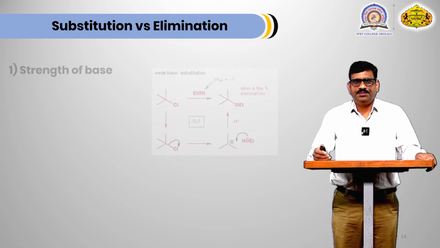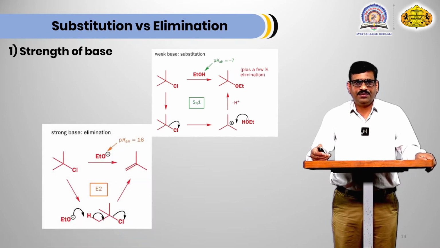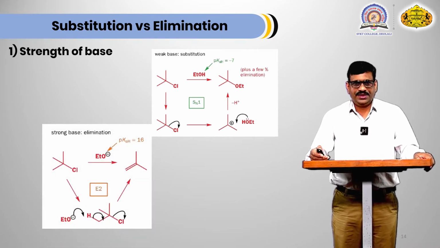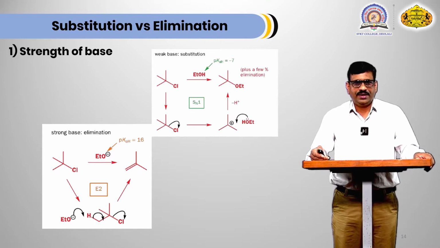Substitution versus elimination. For substitution and elimination, we require a base, and the proportion of substitution and elimination depends upon several factors. Strength of the base is the first factor. When the strength of the base increases, the percentage of elimination increases. In the second example, a strong base like sodium ethoxide is used, and in that case elimination is predominant.